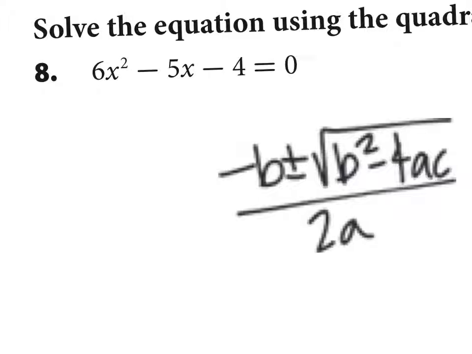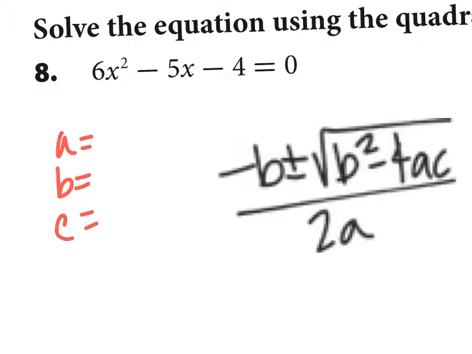So problem 8, we have 6x squared minus 5x minus 4, and we're supposed to solve this using the quadratic formula. So if I'm solving this using the quadratic formula, which we have written over here to the left, we need to identify A, B, and C so that we can figure out what's going to go in here.